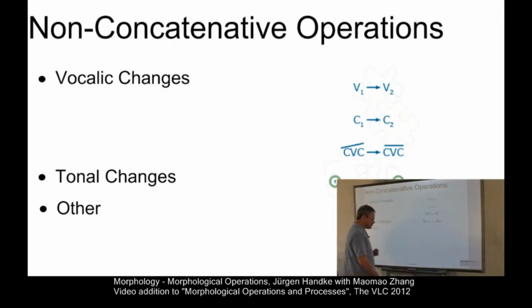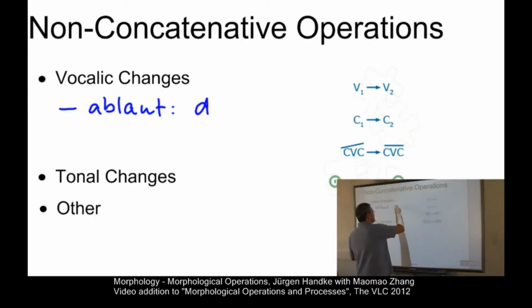Let's first of all look at vocalic changes. Now, vocalic changes are well known. This is an important type of base modification where the vowel of the base is changed. Often this is referred to as vowel alternation. Well, two types of vowel change can be found in present-day English or in other languages. The first one is the so-called ablaut, where the vowel of the base form is changed.